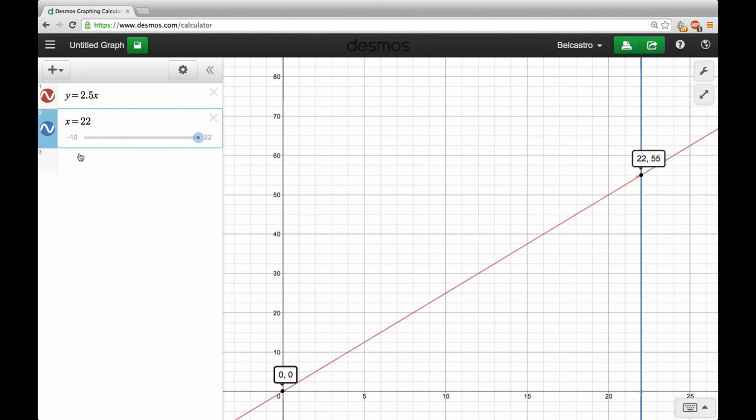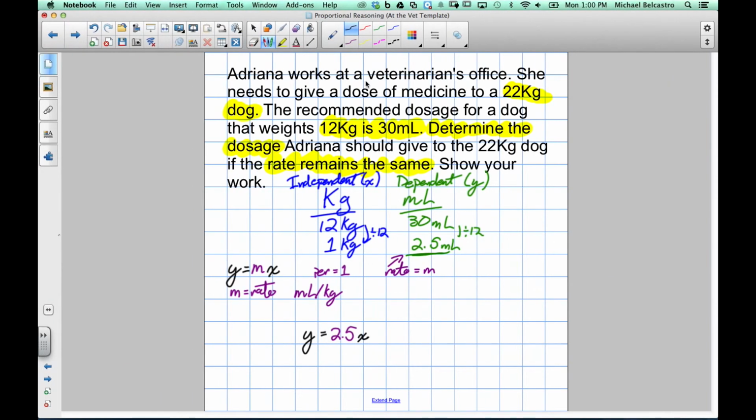I didn't have to put this in. I could have maybe on this software scrolled my way up. 22, what do we got there? Yep, there it is. It's just a little harder to see. It's easier if I just draw an extra line and click it because of the way this software works. So 55. So what that means is a 22 kilogram dog would get 55 milliliters of medication.